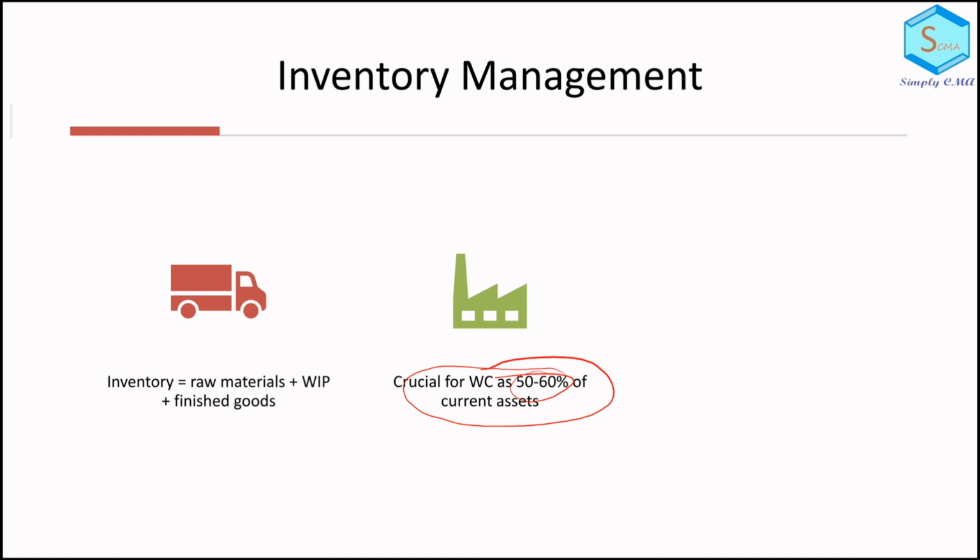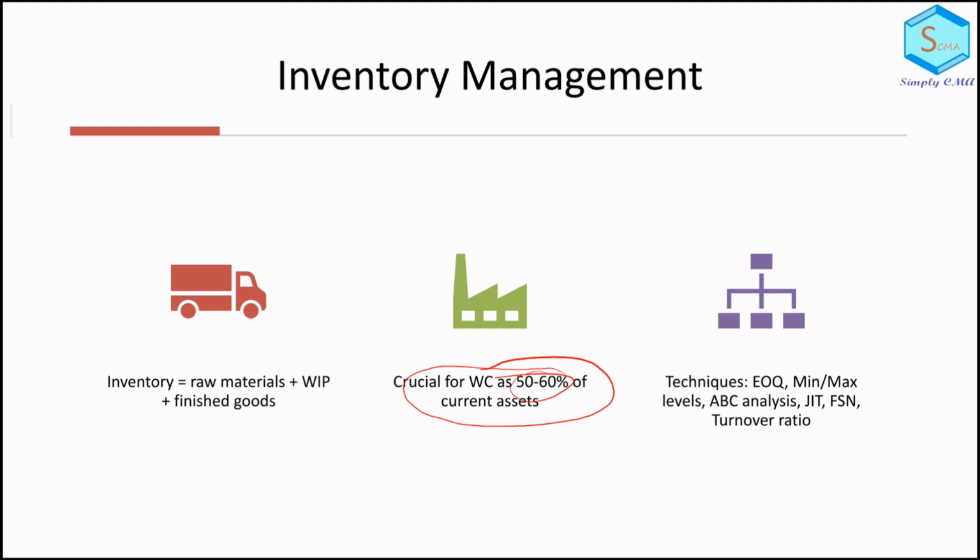Key techniques to manage inventory are EOQ, minimum maximum level, that is reorder level, which we have learned in costing, ABC analysis, JIT analysis, efficient turnover ratios, all this. Inventory management aims at maintaining optimum stock, not too high and not too low. So this is more important than payable management and receivable management.